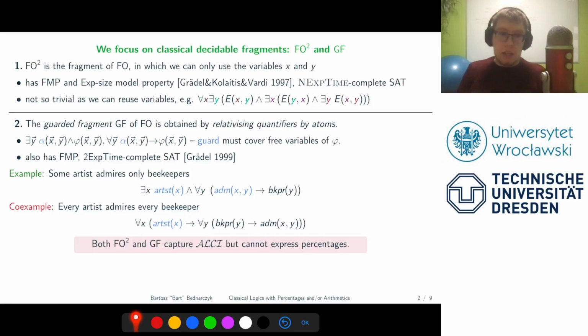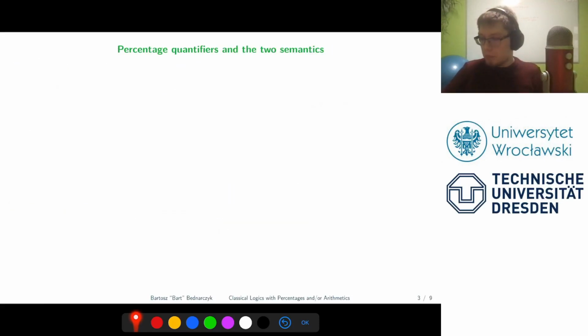Okay, so as I told you, FO2 can capture classical description logics like ALC, and the same holds for the guarded fragment. They can also specify inverses of relations. But it is a very easy exercise to show that these logics cannot express percentages, because they are fragments of first-order logic. So we would like to add percentage constructions to these logics, so that the resulting satisfiability problem will be decidable, and we can formalize this motivating example from the previous slide.